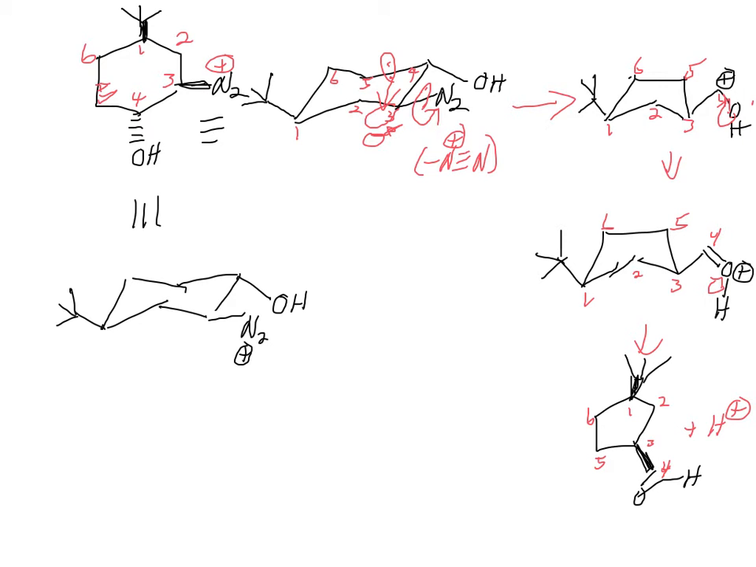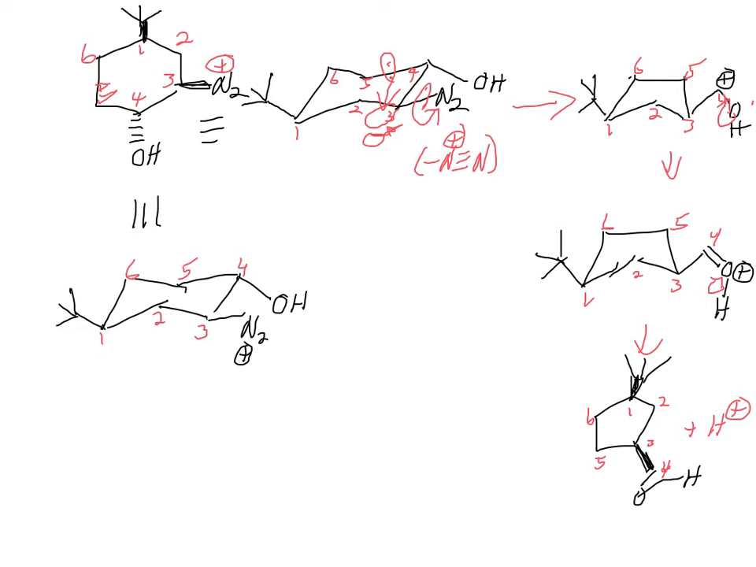Okay. Number of the carbons the same: 1, 2, 3, 4, 5, 6. So this was more of a migration, not really an E1. It's a ring contraction. But we could also do it another way. Notice what we can't do: we can't form a pi bond here.